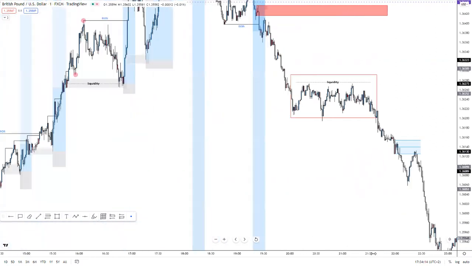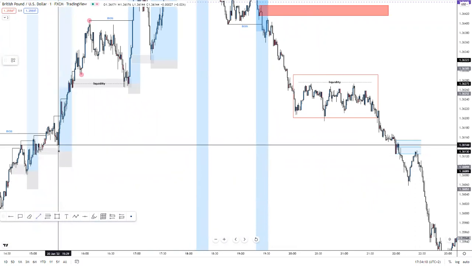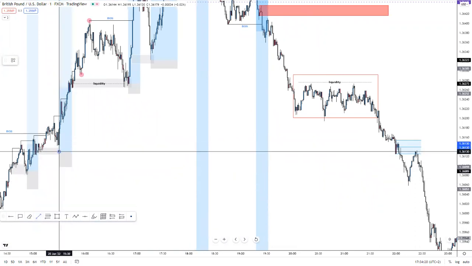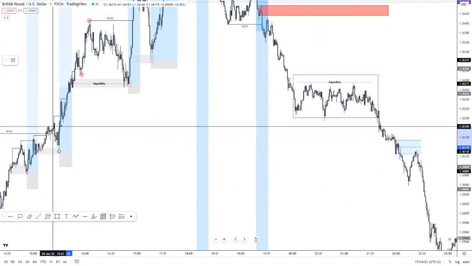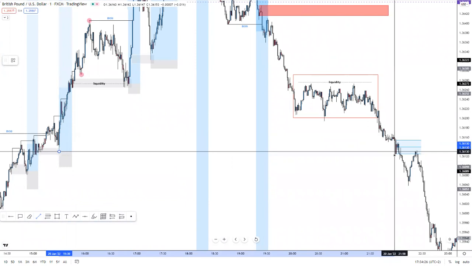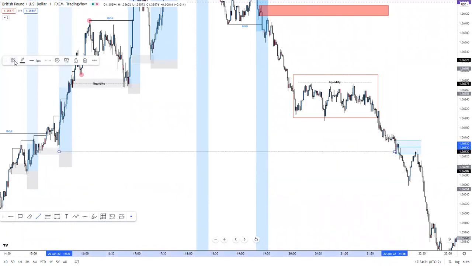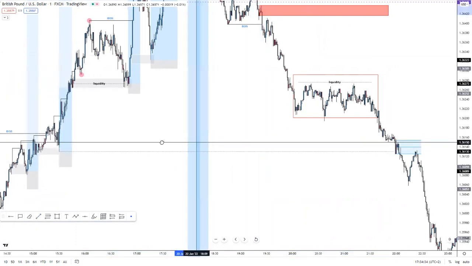And on top of that, if we look left, we probably broke structure to the left as well, right? So since we had this lower high, higher high, higher high, lower high, right? We drag it right. Yeah, we can see price broke structure to the left as well. So that gives us more confirmation as to why.